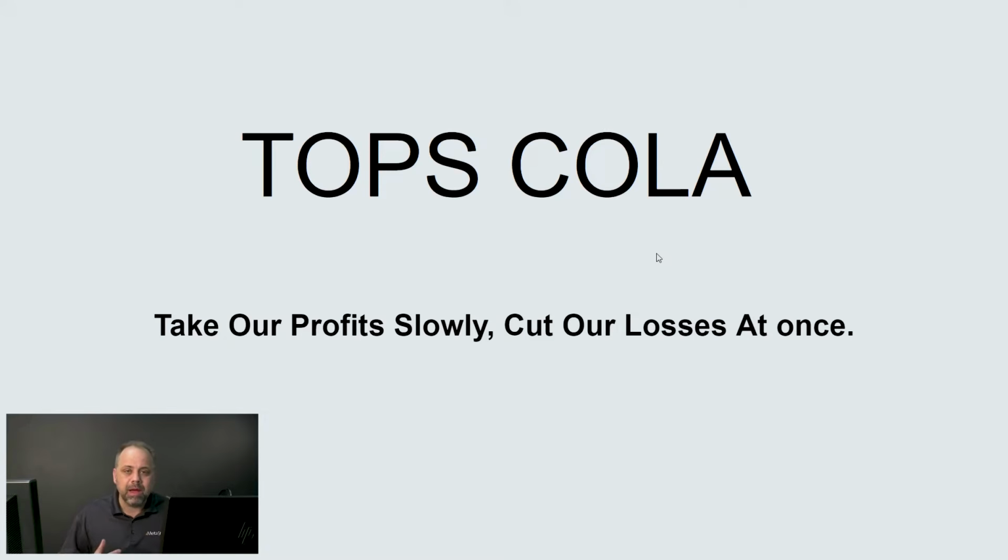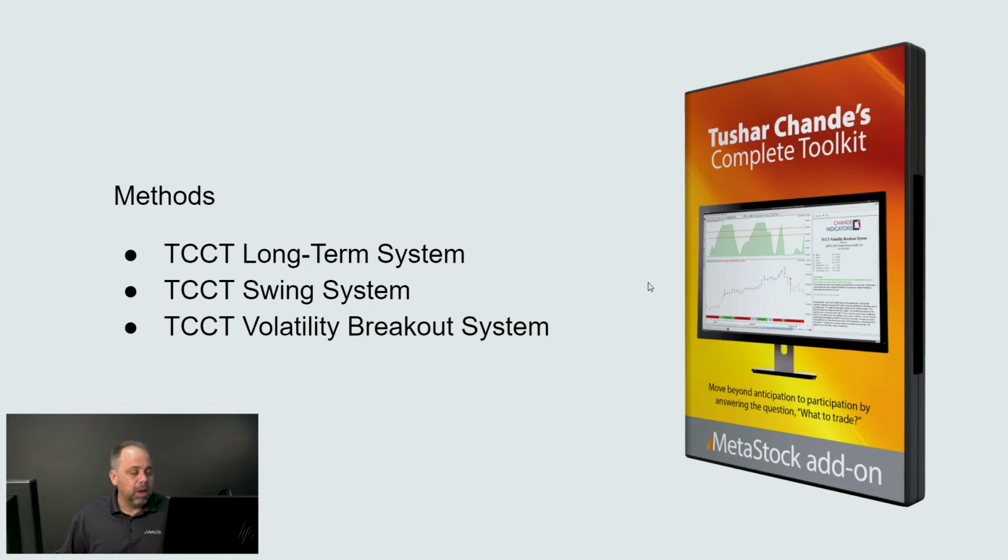One of the things I really like about Tushar Chande is his approach to money management. And you can see it here in his TOPS COLA method: take profits slowly, cut your losses at once. That's something that lives in the add-on with its ability to give you entries and exits and stops. In the Tushar Chande Complete Toolkit, there's actually a total of 3 different methodologies.